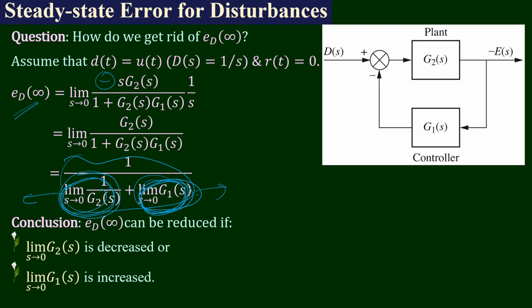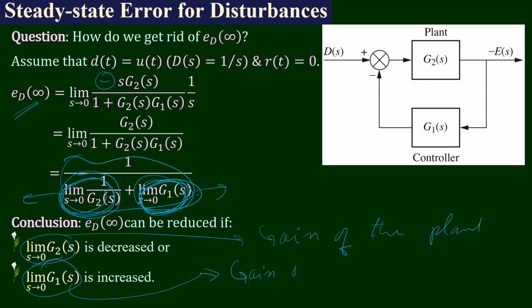G2S limit, this means the gain of the plant. Here we are talking about the gain of the plant. And this one is the gain of the controller. So we need the gain of the plant to be small. This value should be a small value and this should be a large value to get a small value of E of D infinity.